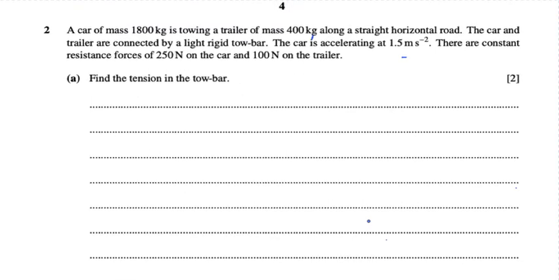Number 2 says the car of mass 1800 kilograms is towing a trailer of mass 400 along a straight horizontal road. The car and the trailer are connected, so let's draw a sketch. We have a car, and we have a trailer, and they are connected by a light rigid bar. So this is a bar, and the car is towing, meaning that here we shall have what we call tension.